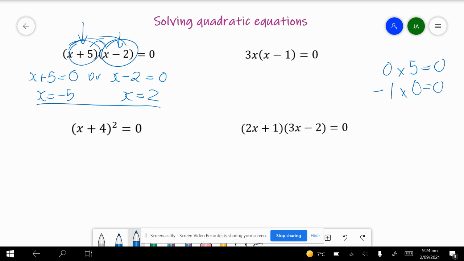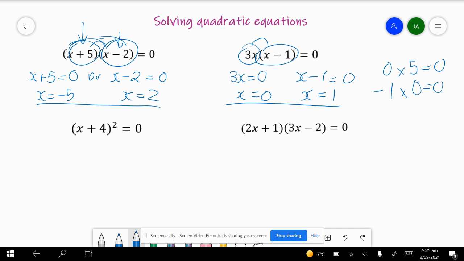Here, again, it's quadratic because if we expanded it out, we would get 3x squared. Still think of it as two things multiplied together. We're multiplying 3x with x minus 1. And if either of those is equal to 0, the whole thing is equal to 0. So let 3x equal 0, and we divide by 3, then x is just equal to 0. So if x was 0, that would be fine. And also we could take the other bracket, x minus 1, equal to 0, so therefore x could equal 1 as well. So when x is either 0 or 1, that equation is true.